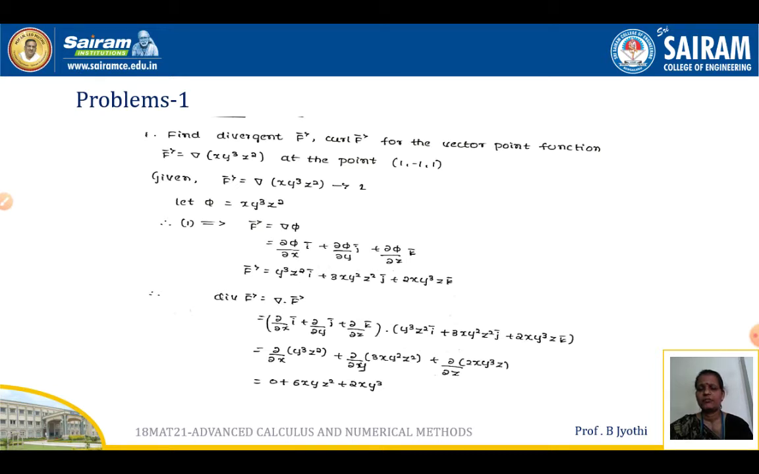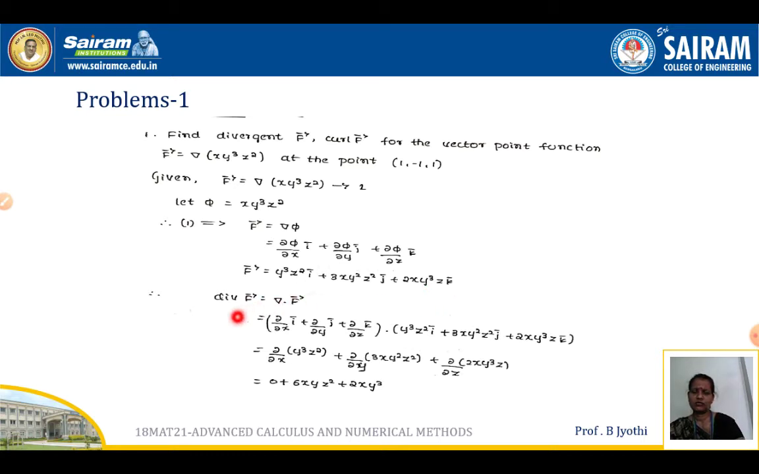So f is del of phi, or dou phi by dou x i plus dou phi by dou y j plus dou phi by dou z k. So f is equal to the derivative of this phi with respect to x, y and z, which is going to be y cube z square i plus 3xy square z square j plus 2xy cube z k.